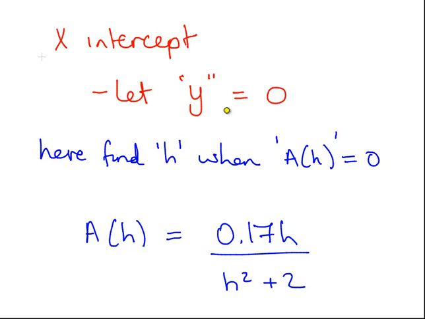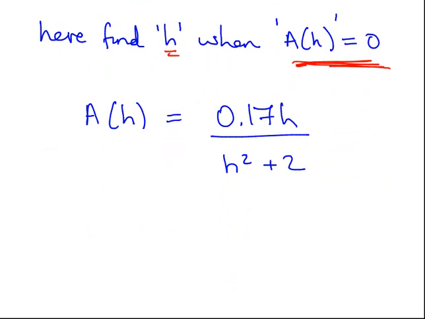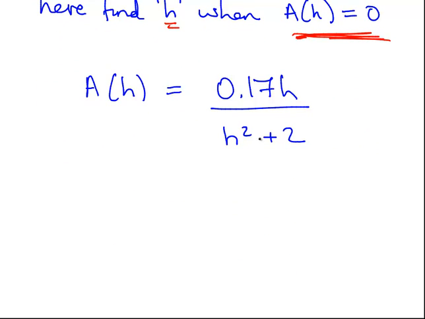X-intercept: let y equal 0. That's the general procedure here. And translating it in terms of A and H, what we have to do is find H when A(H) is equal to 0. Now, what you should be looking out for is that if x is equal to 0, then y is equal to 0. Maybe when y is equal to 0, x is equal to 0. Just something to keep an eye out on. We know it goes through the origin now. So there might be somewhere else, but maybe there is a very simple answer here.